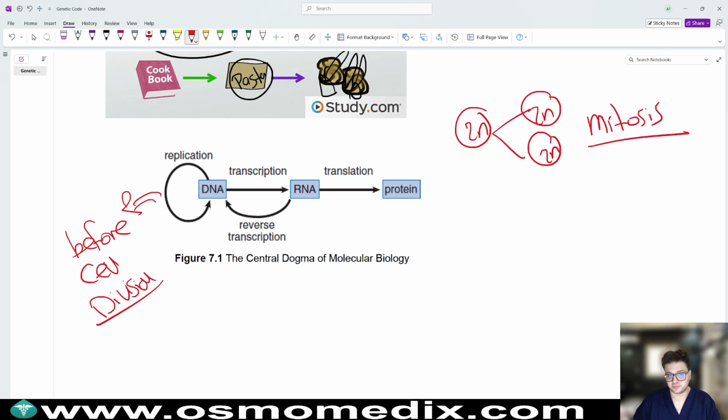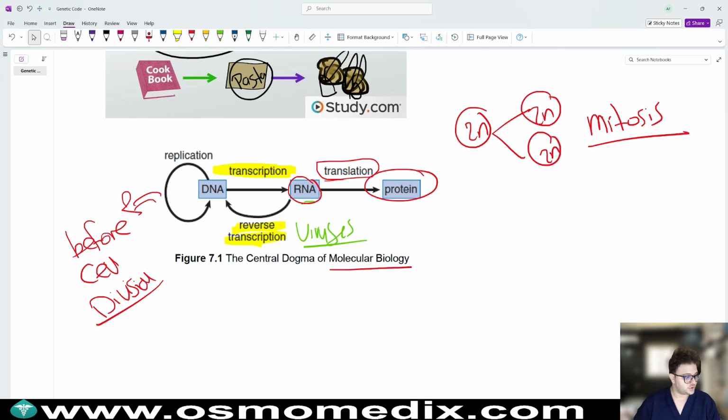If we want to make DNA into RNA, it's called transcription, and this is very important, transcription. If we want to make RNA into DNA, it's called reverse transcription, which is found in some viruses, which are RNA, and then they go back to DNA inside the host cell, which makes them very difficult to attack. If we make RNA into protein, it's called translation, and this is the central dogma of molecular biology.